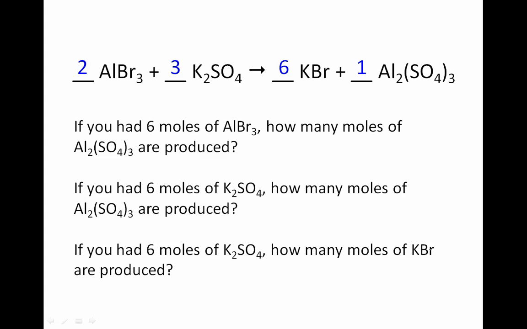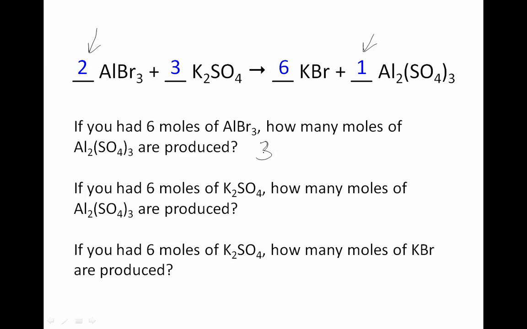What does it mean? Okay, so if we have 6 moles of aluminum bromide, or it'd really be aluminum 3 bromide, how many moles of aluminum 3 sulfate are produced? So if we look at it this way, if we have 6 moles here, how many moles of aluminum sulfate are produced? So we could say it this way: if we have 2 moles, we produce 1. So if we have 6 moles, we should produce 3, right? Just kind of thinking about the ratios.